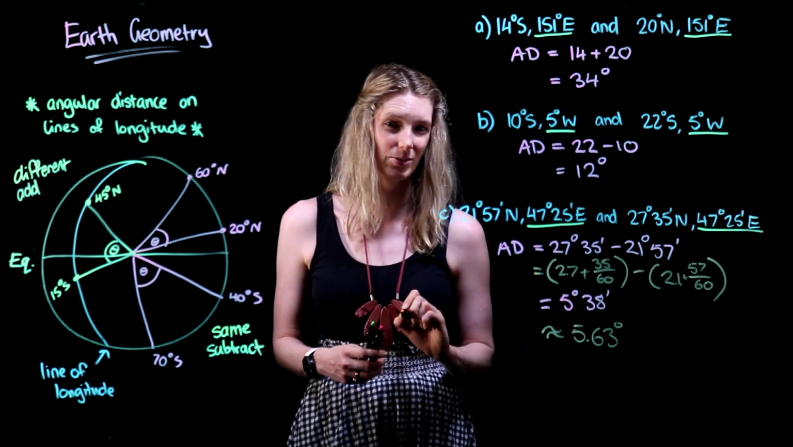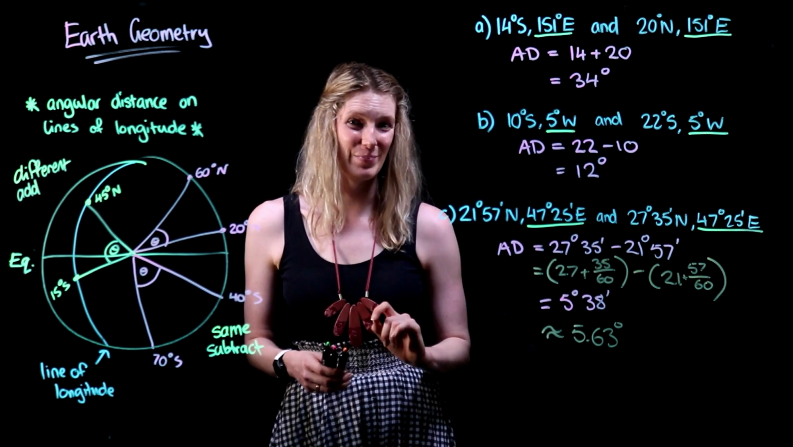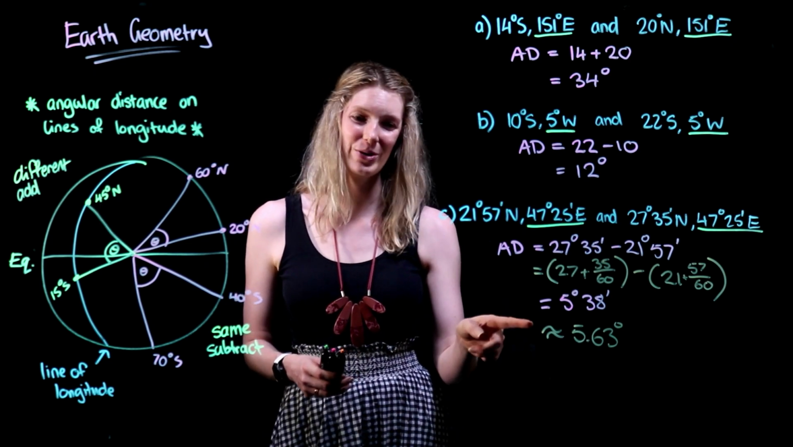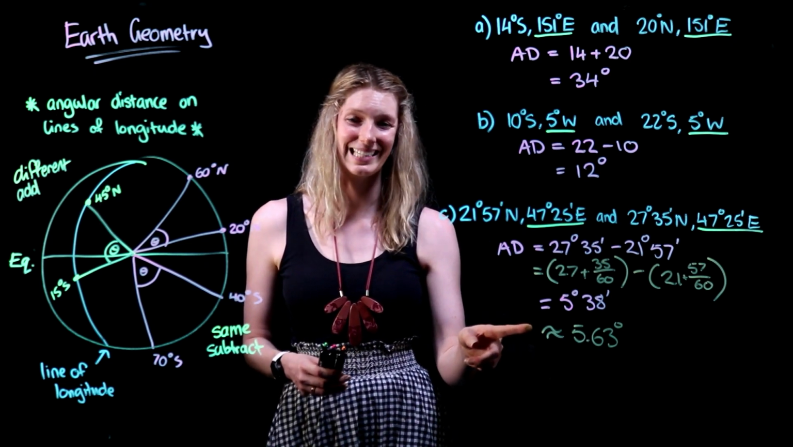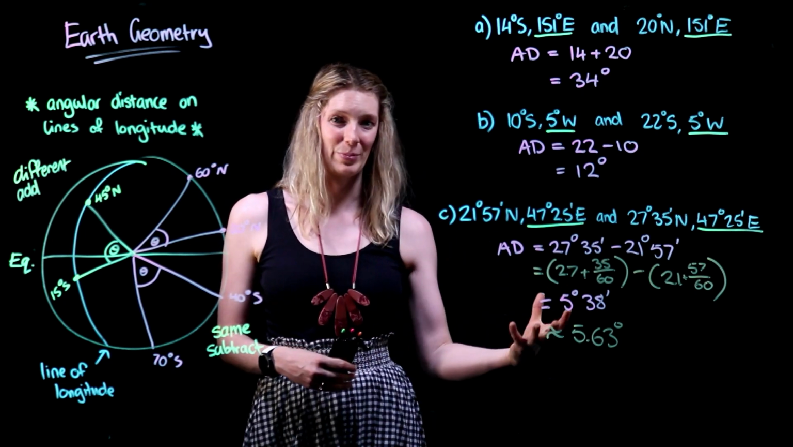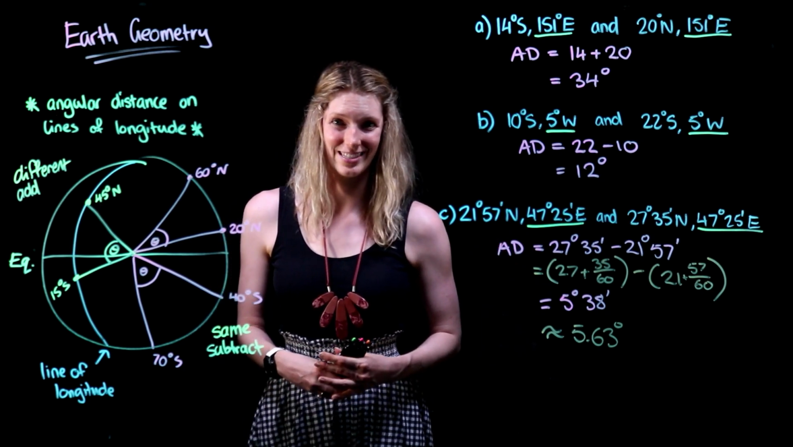5.63 degrees. You should notice that if you type into your calculator 38 divided by 60, you will get the value of 0.63. So both of these final angular distances are equivalent values, and they both represent the same angular distance between these two locations.